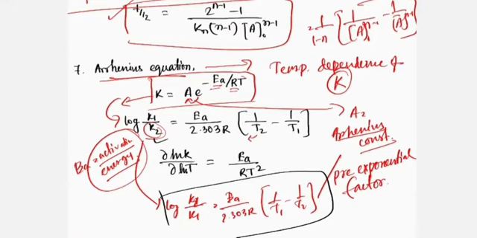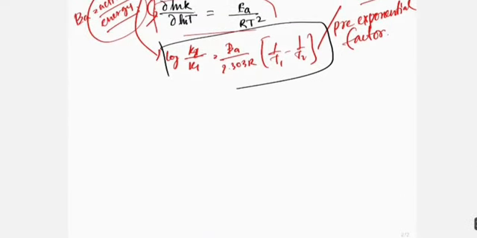Now let us move to the derivative equation. This is d ln k by dT equals Ea by RT squared. This will be required to calculate the rate constant with respect to temperature. All these equations will be required to calculate the rate constant with respect to temperature.